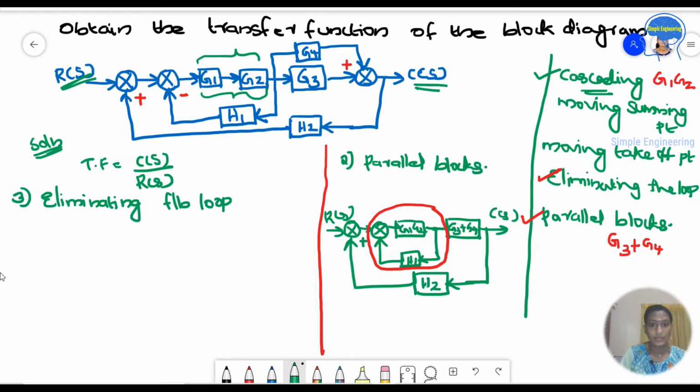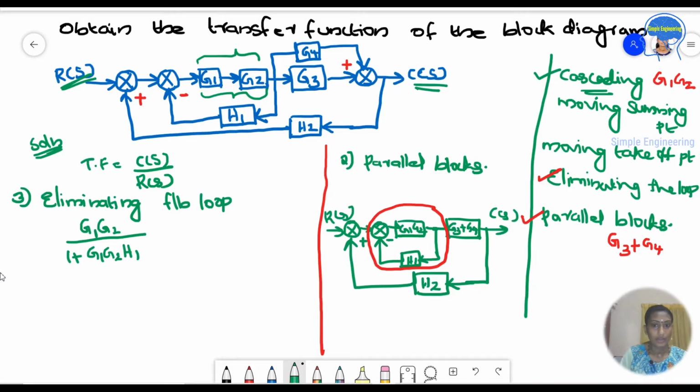So this feedback loop you are eliminating. As we know, here the sign that should be taken is negative. So when you have a negative sign over here, this is your positive feedback. For positive feedback, your formula will be G1 G2 by 1 plus G1 G2 H1. That is for eliminating the feedback loop.